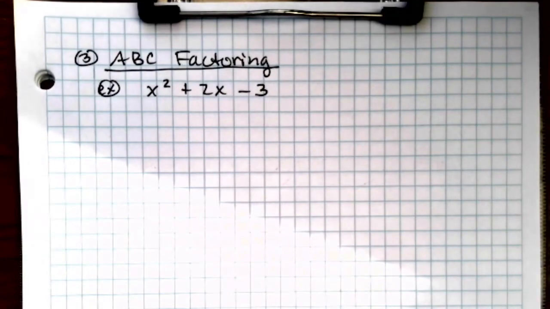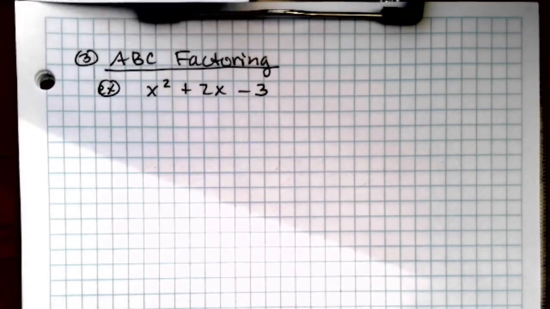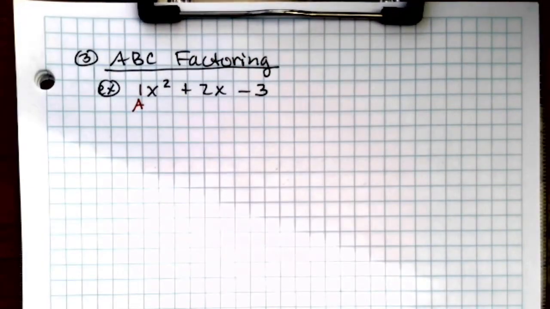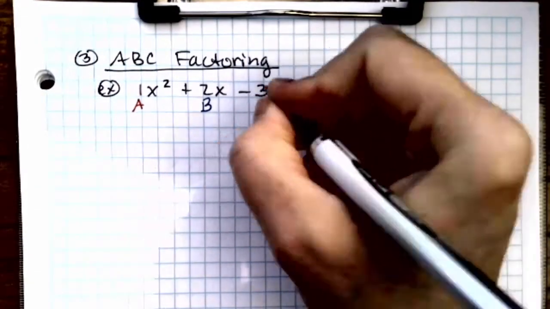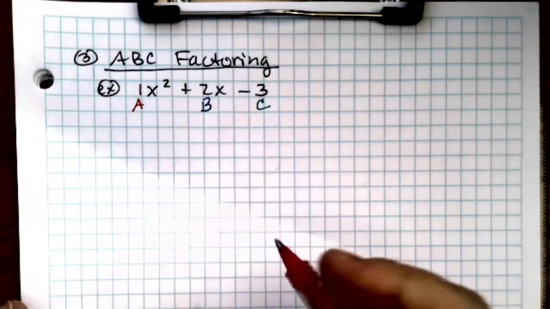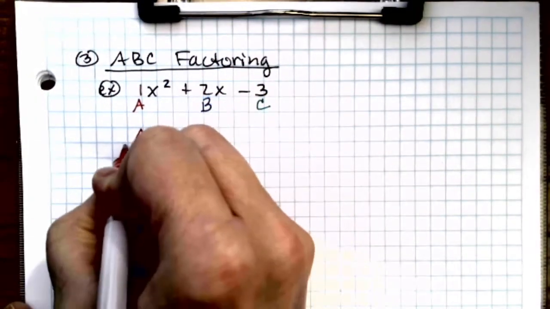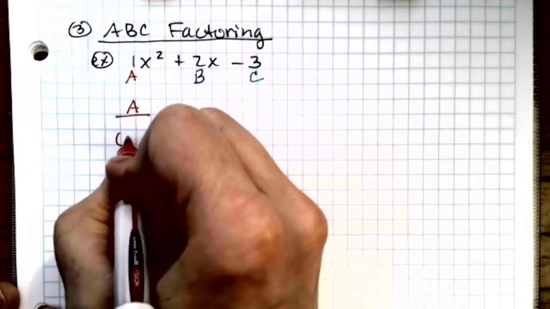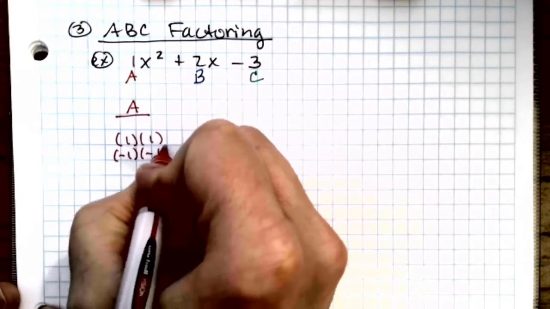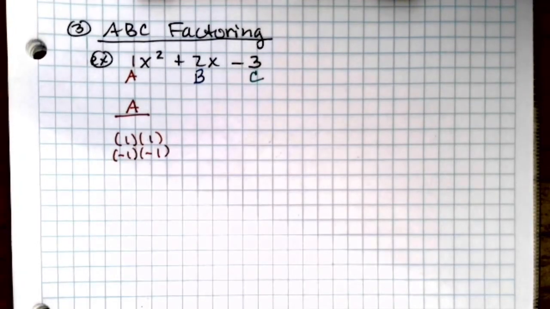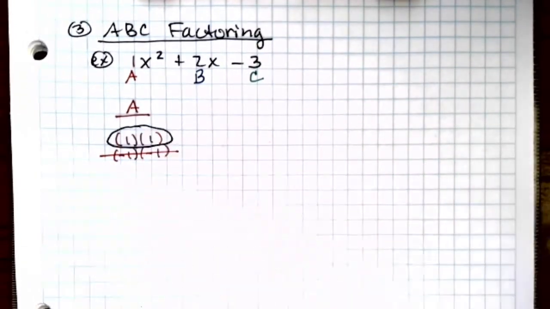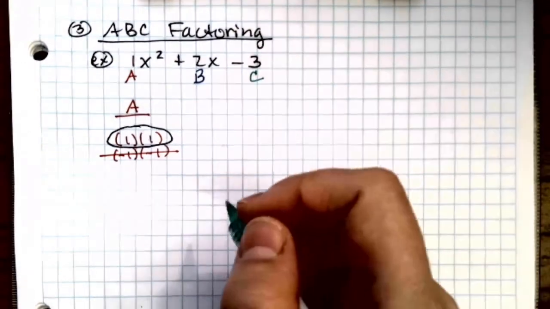All right, in ABC factoring, you have to first label A, B, and C. So in this case, A is 1, B is 2, and C is negative 3. So your first step is to factor A into all possible combinations of numbers. Well, A is 1, so 1 times 1 or negative 1 times negative 1. Now, we never use double negatives on the A, which means our factors of A are 1s. And this will come in handy here in a second.